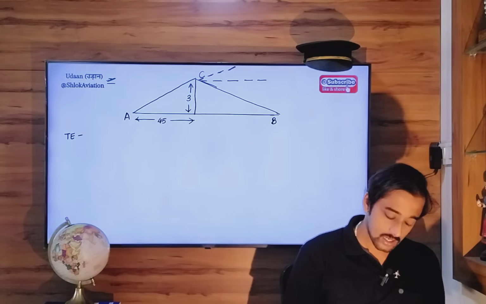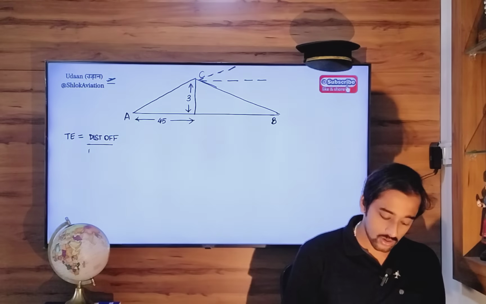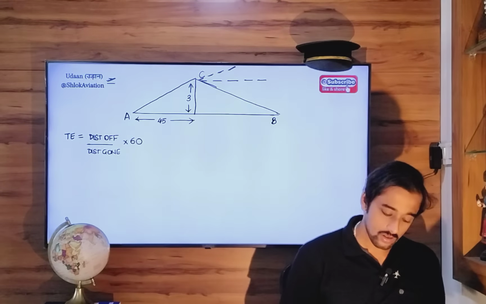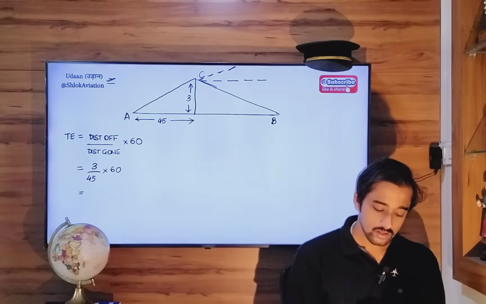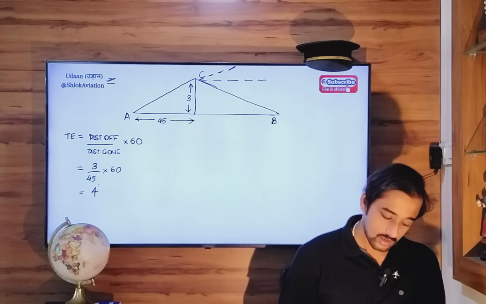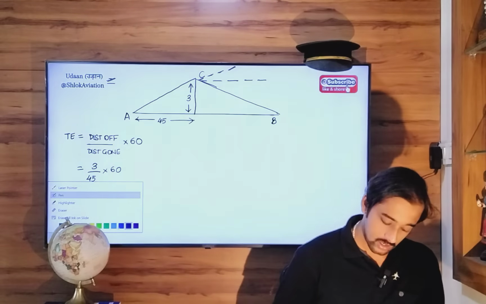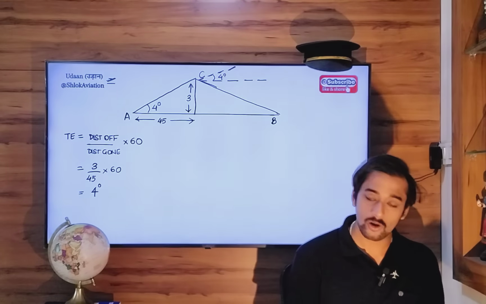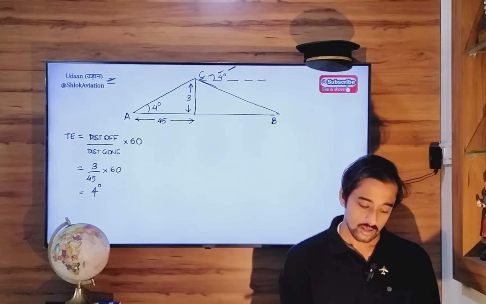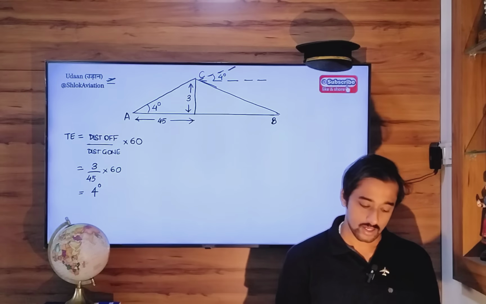Track error is distance off track by distance gone into 60. So 3 divided by 45 into 60. So 3 into 60 divided by 45 is 4. So track error angle is 4 degree. So this angle will also be equal to 4 degree. Okay, corresponding angles are equal.